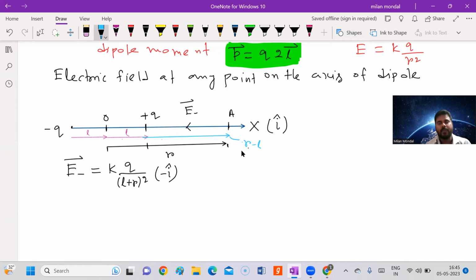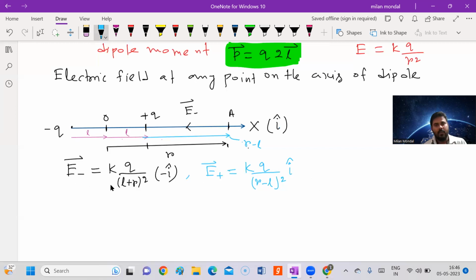Similarly, we denote the electric field due to the plus Q charge as E plus. And definitely, if you put a unit positive charge at the point A, due to the plus Q charge there will be a repulsive force along the i-axis. So the electric field due to this plus Q charge is along the positive x-axis. So we can take it like that: KQ by R minus L squared into i cap. So we have got both the fields.